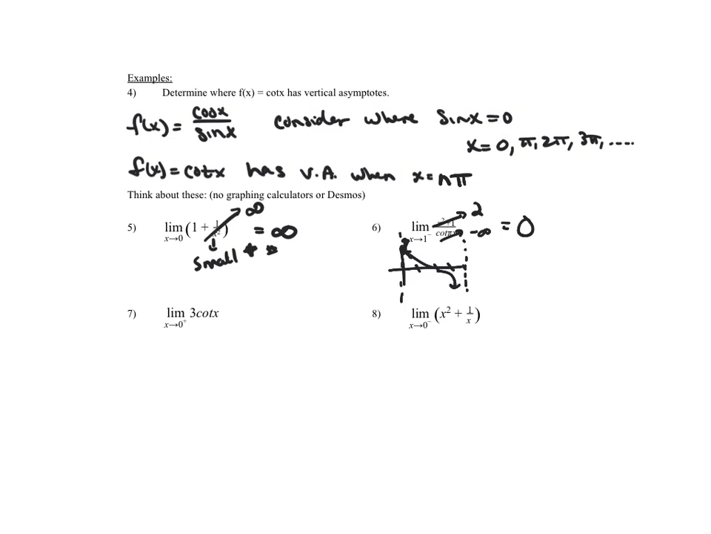All right, now we can look at the limit as x approaches 0 from the right of 3 cotangent x. We can go back and look at our cotangent graph, and as we come at 0 from the right, we can see that the y values are approaching infinity.